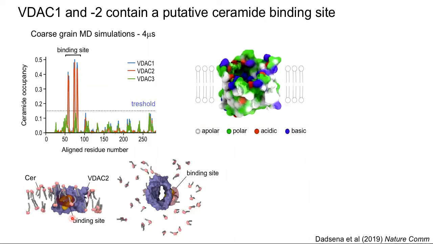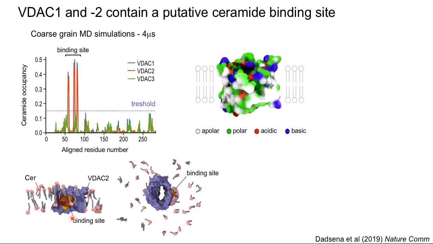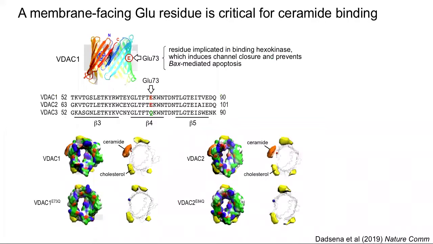And here you see a movie playing of a VDAC1 channel with a single ceramide molecule that you can see is probing the channel's outer wall until it homes in on a binding site that is buried in the membrane's interior. And strikingly, an acidic residue that faces the lipid bilayer seemed to promote a direct contact between the ceramide head group and the channel. Now, it turns out that this particular residue corresponds to a glutamate that is positioned in the middle of the fourth beta strand in VDAC1 and 2.